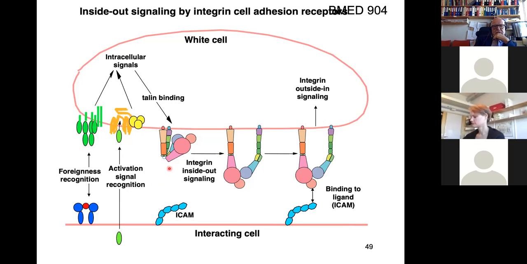And I think this is just detailed pictures of how integrin becomes activated on a leukocyte, a white blood cell. That integrin exists as an inactive molecule. When there are activation signals, talin binds, and via inside-out signaling, the integrin becomes active and can bind to a ligand on the opposing cell.